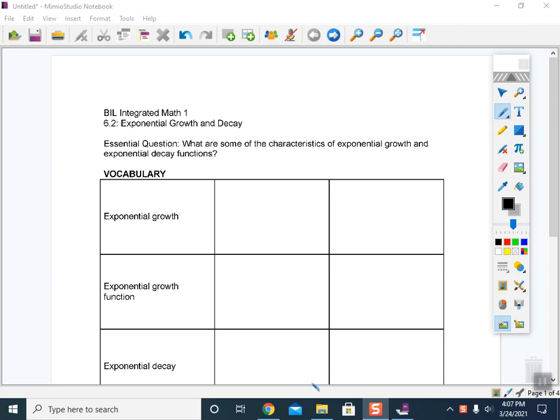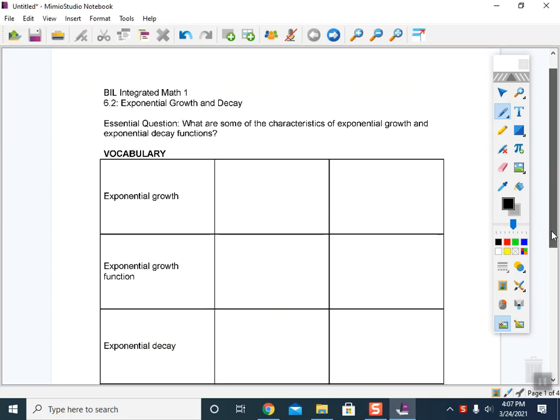Okay, so we have been talking about exponential functions. We are moving into exponential growth and decay. I really like this section because I think it's one of the most practical things that we talk about. This is something that you are going to see in real life. You will use this when you get older, and so it's a good thing for us to talk about.